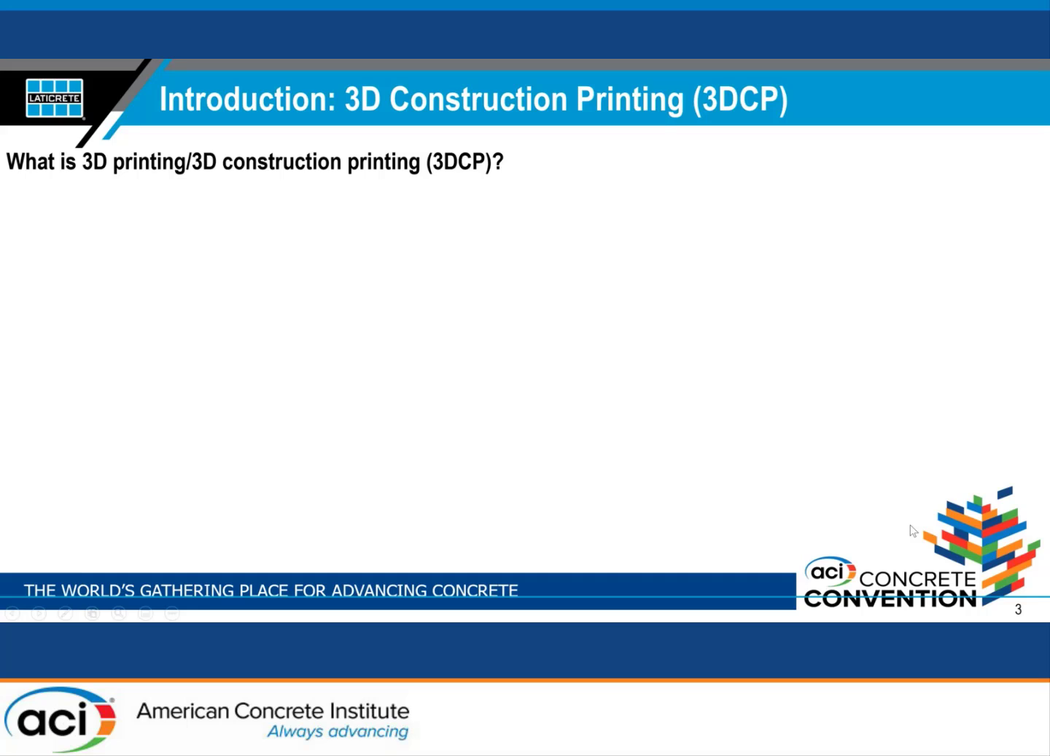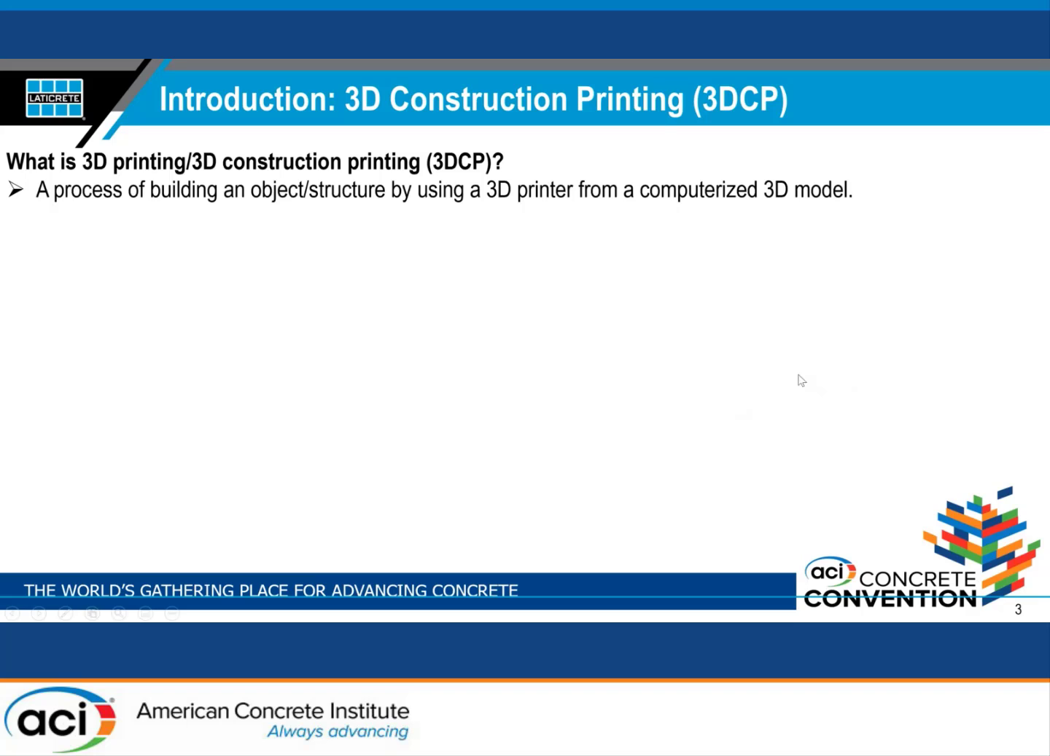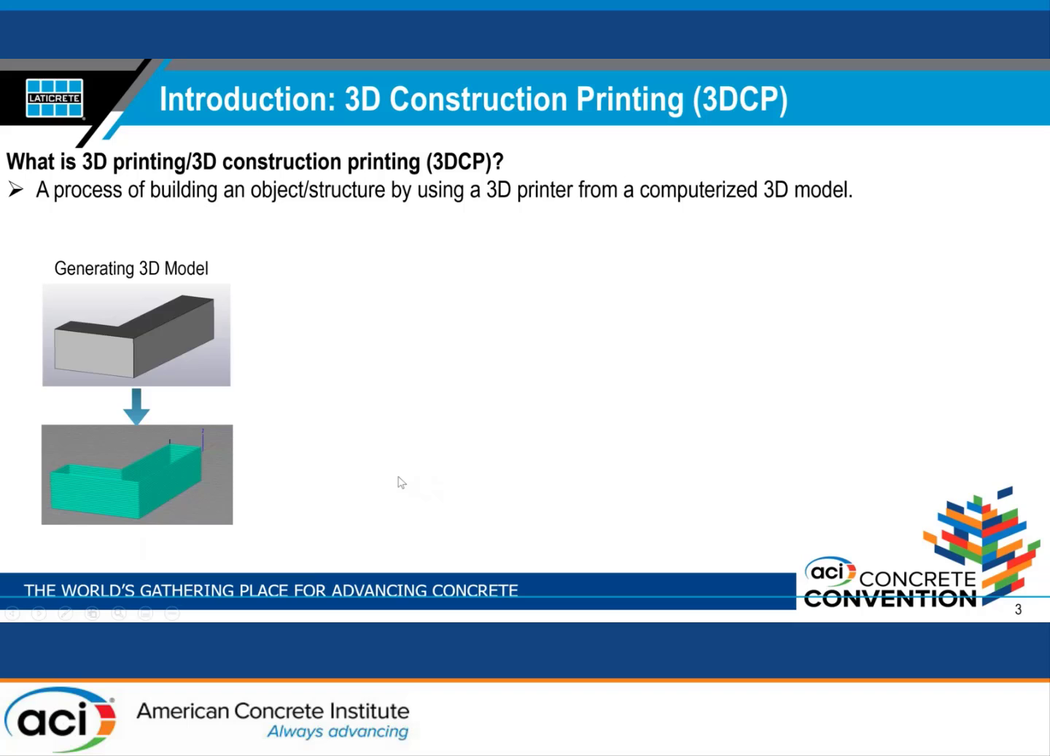So what is 3D printing? 3D printing is a method of building an object from a 3D computer model by using a 3D printer. Simply put, first we generate the model on a computer using any 3D software, and then slice the model using slicing software. By slicing the model, we get the G-code, which serves as the input for the delivery system.